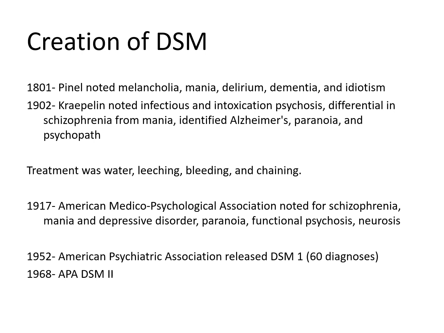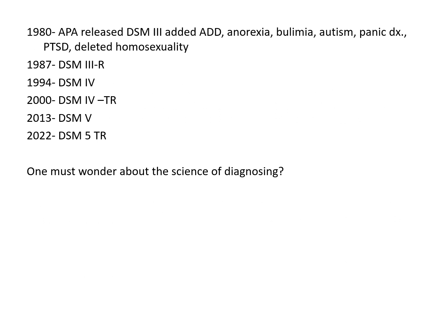In 1917, American Medico-Psychology Association noted schizophrenia, mania and depressive disorder, paranoia, functional psychosis, and neurosis. 1952, American Psychiatric Association released the DSM-1 with 60 diagnoses. In 1968, APA DSM-2, so I'm guessing that's when the DSM-2 came out. In 1980, the APA released DSM-3 and added ADD, anorexia, bulimia, autism, panic disorder, PTSD, and deleted homosexuality.